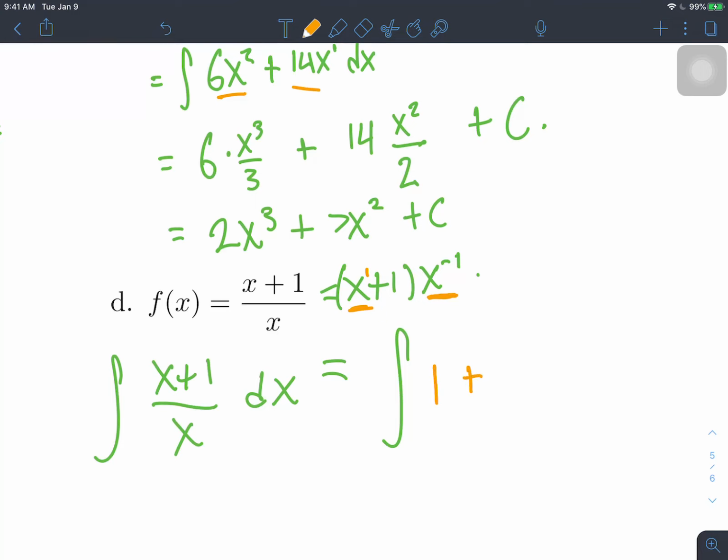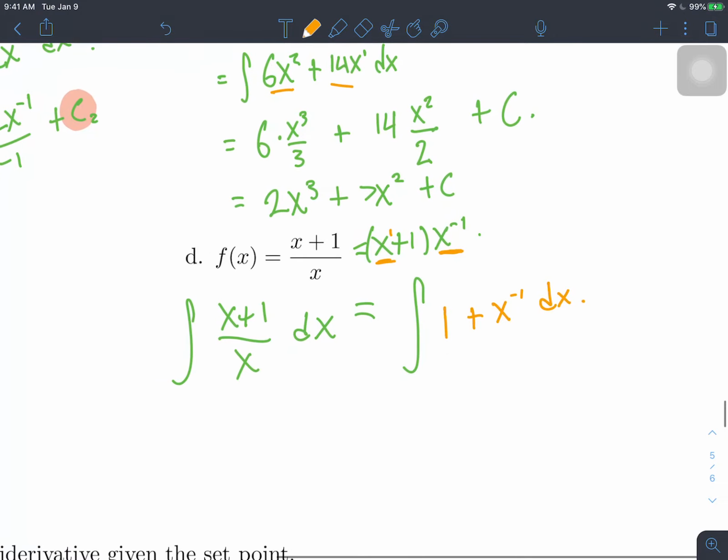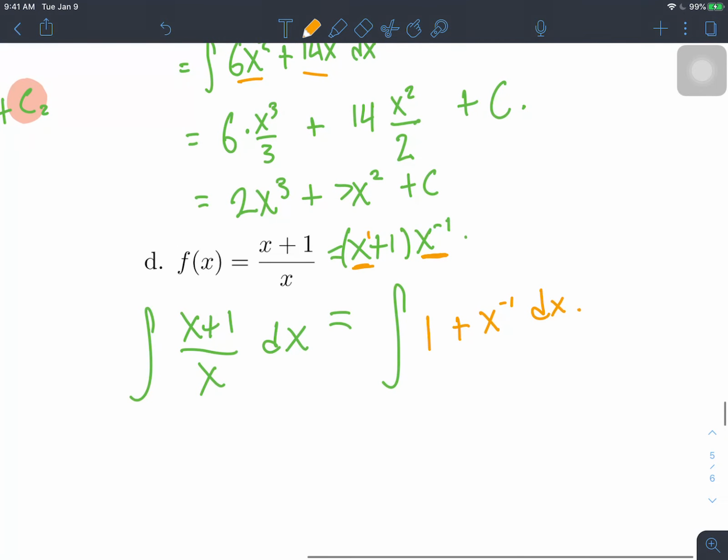Now, if I put the x to the negative first power on the 1, I can write that as x to the negative first dx. Okay. You know, the other thing that we could have done that might have been a little bit easier than this would be to say that, well, x plus 1 over x is the same as x over x plus 1 over x, right? Now it's maybe more clear that this should be a 1.